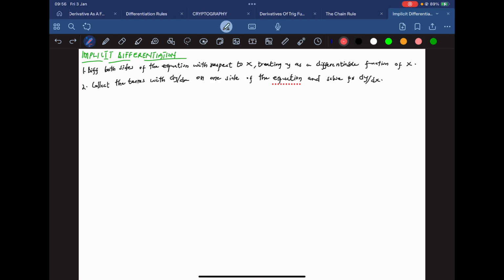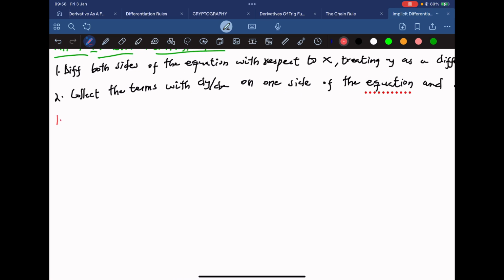So, implicit differentiation, to solve it, we have two things that we have to consider. The first one is we have to differentiate both sides of the equation with respect to x, treating y as a differentiable function of x. Then afterwards, we have to collect the terms with the dy/dx on one side of the equation and solve for the dy/dx. Basically, let's go through a question to explain the concept.